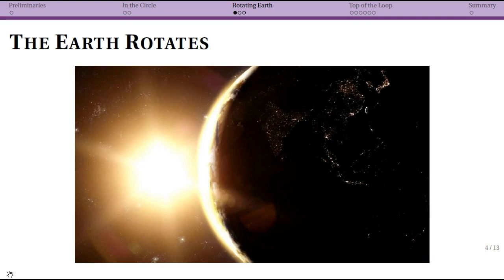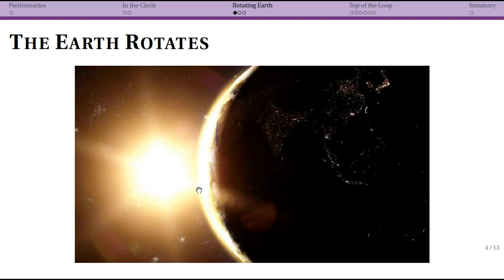Okay, now we're going to apply this idea to something that is very important and at the same time very confusing. So let me start with something simple. The Earth rotates, right? So hopefully you know this, and I think this picture is beautiful, that sometimes myself and others make the mistake of talking about the sun going around the Earth.